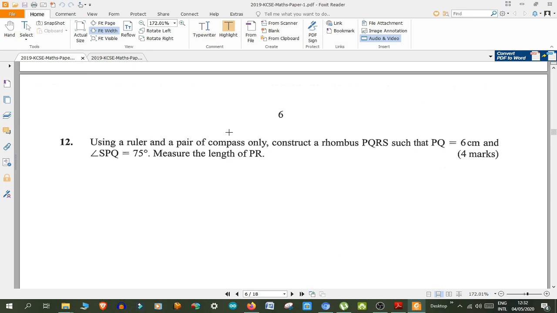Question 12. Using a ruler and a pair of compass only, construct a rhombus PQRS such that PQ is 6 and angle SPQ is 75. Then you're supposed to measure the length of PR. So this again is construction. So general construction, and it's basically the Form 1 work.